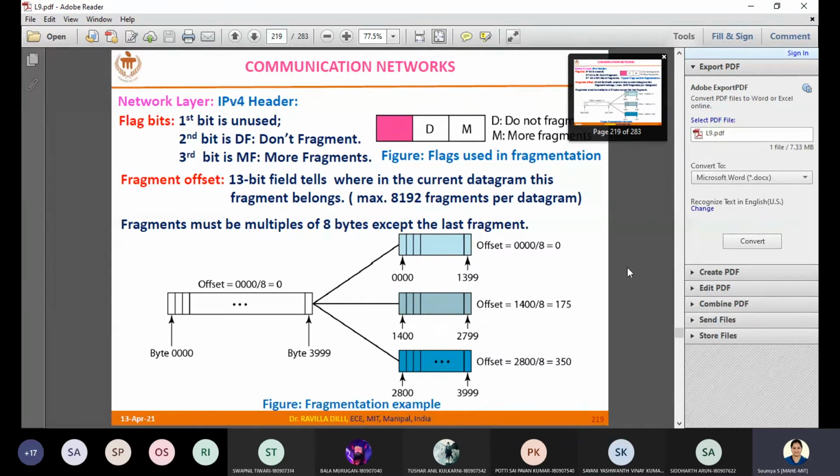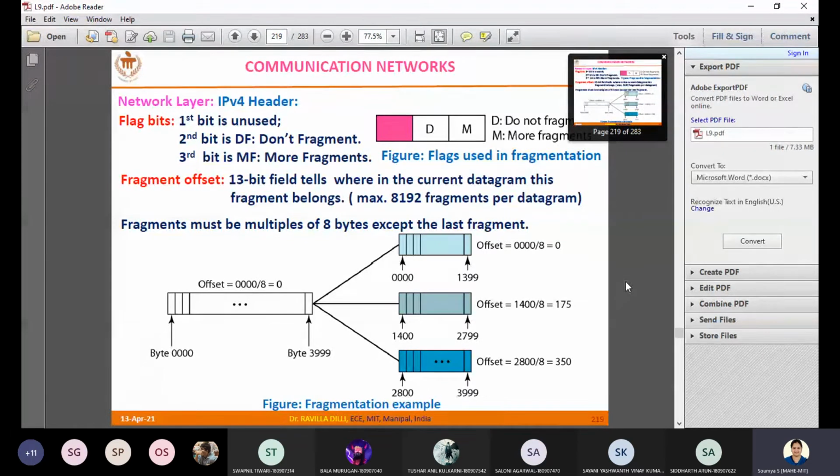Now, the flag bits. There are 3 flag bits, out of which the first one is not used. The second one is called don't fragment. It is to indicate to the next immediate hop, or any networking element, that you are not supposed to fragment this further. And M stands for more fragments, which suggests that there are some more fragments of the same packet that are yet to arrive.